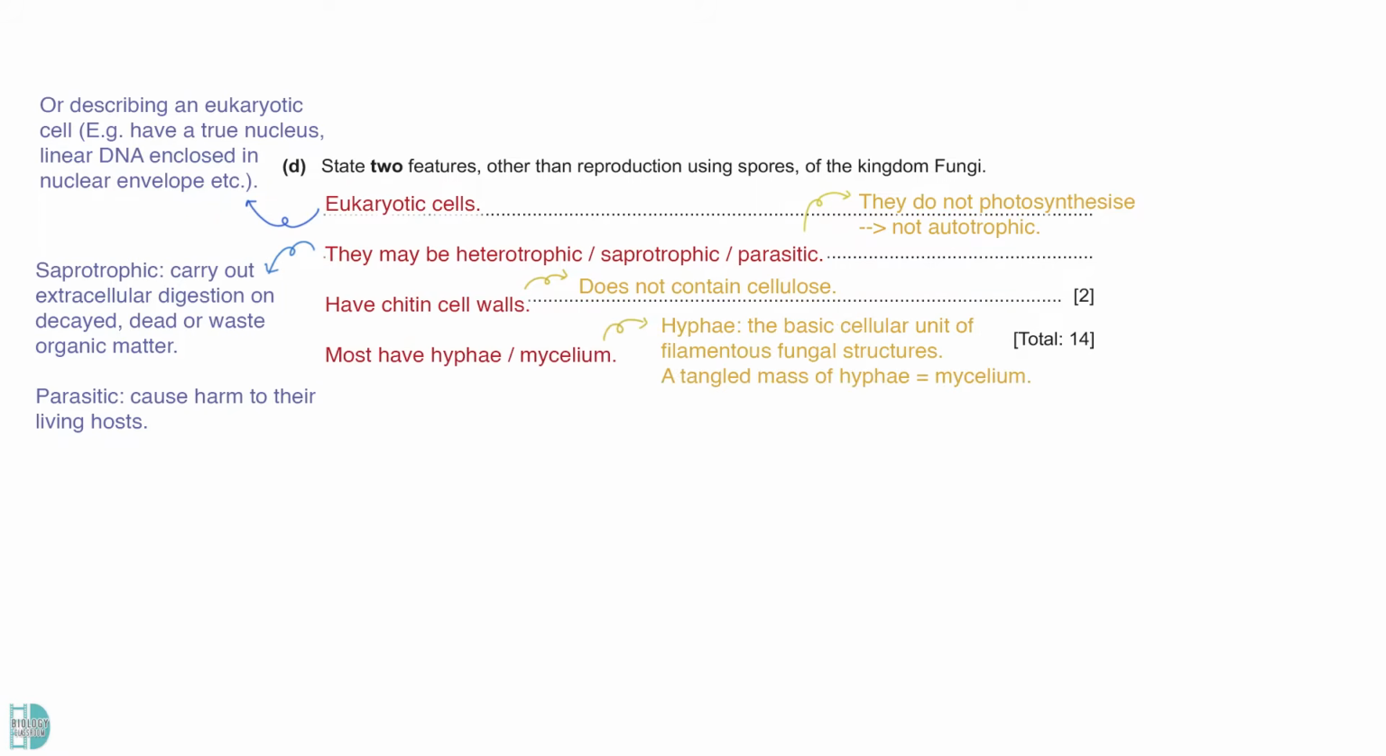Most fungi have hyphae and mycelium. Hyphae are the basic cellular unit of filamentous fungal structures. A tangled mass of hyphae is called mycelium. Fungi contain multinucleated cells. This means each cell has more than one nucleus. Most fungi are multicellular. However, there are also unicellular fungi such as yeast.